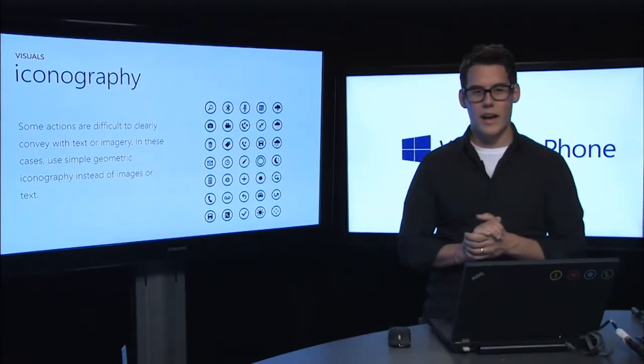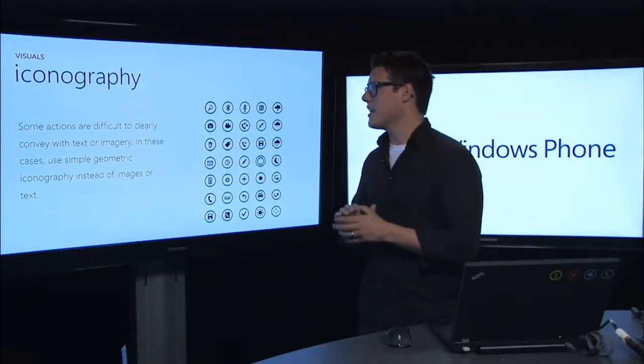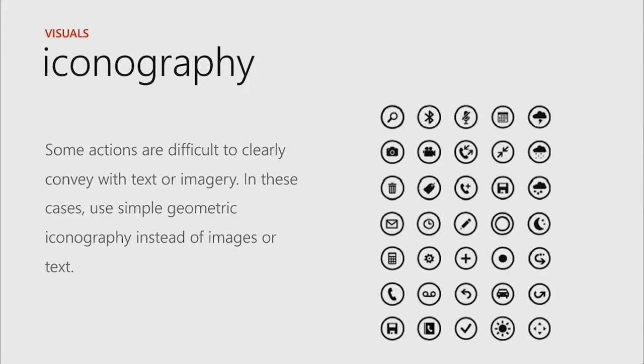Another thing to point out in the visuals is the iconography. I mentioned this a little bit in the last section, but some actions are very difficult to clearly convey with text and imagery. In these cases, use really simple geographic iconography instead of images or even text. Now, here's an example of this.